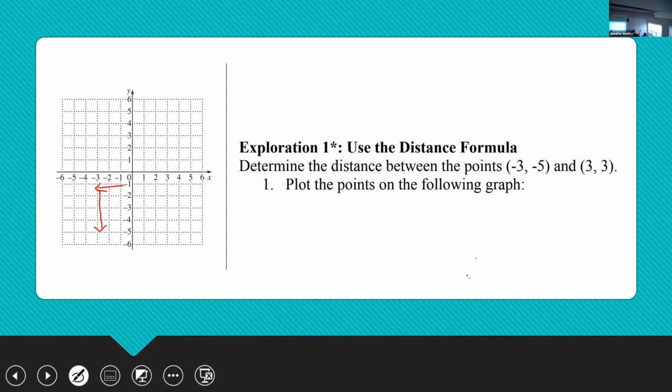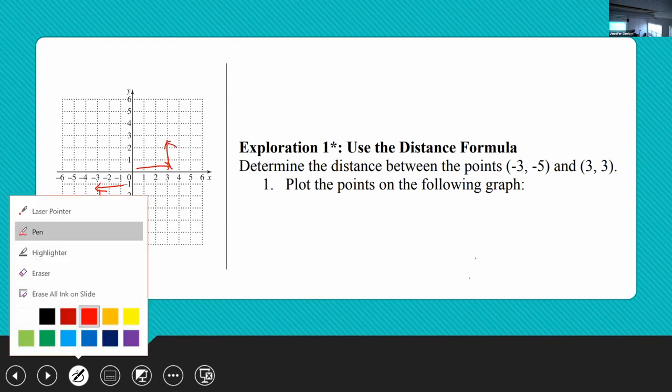Okay, so just put a dot right there at -3, -5. Second point, 3, 3. Where's that at? 3 to the right, 3 up. Put a dot there. And then let's see your very beautiful artistic skills and connect the dots.